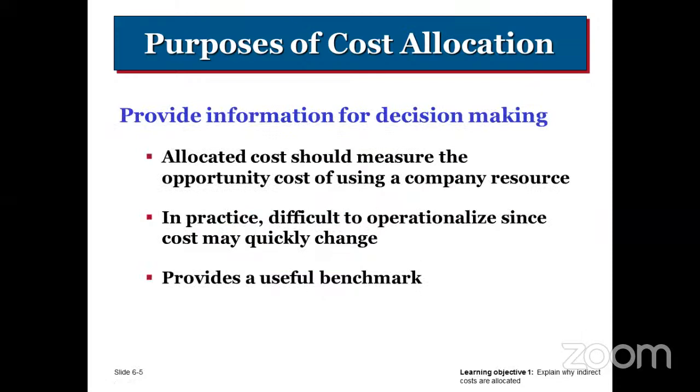So we go into more detail. Provide information for decision making. So allocated cost should measure the opportunity cost of using a company's resources. Very simple. If you don't allocate any cost to any department, that means the HR cost is not allocated to the sales department. That means whatever HR spends, that's the cost involved, but no one will care.